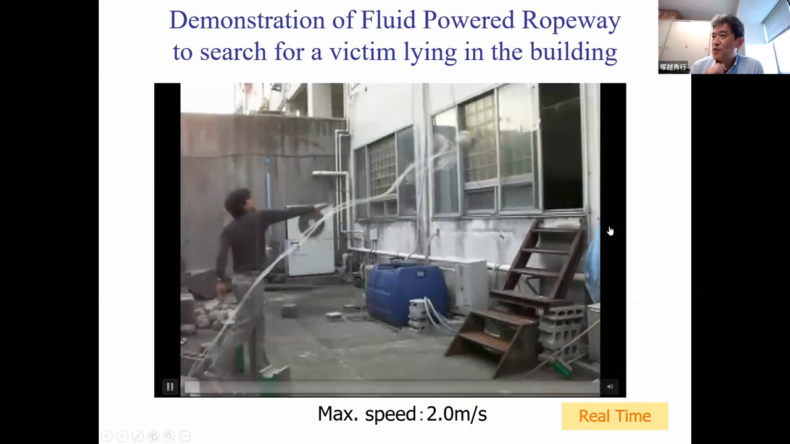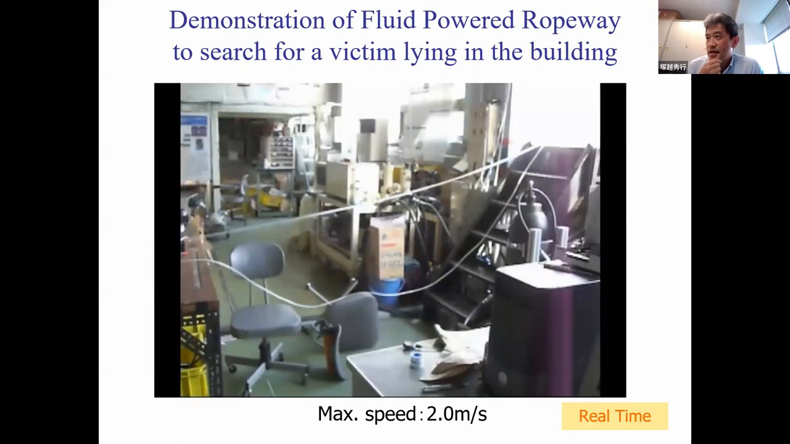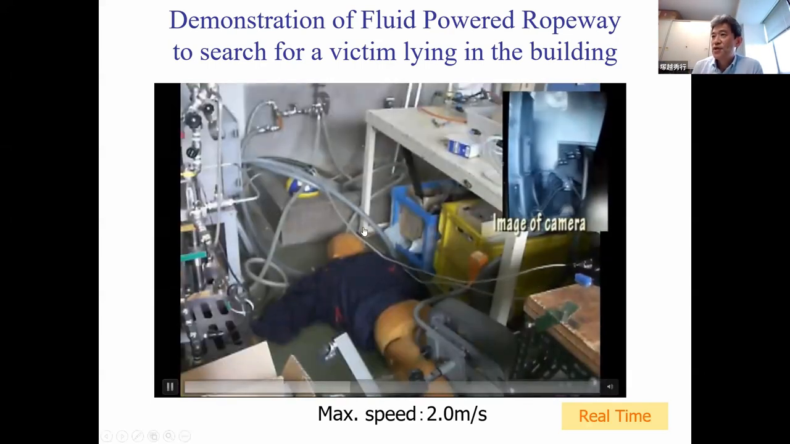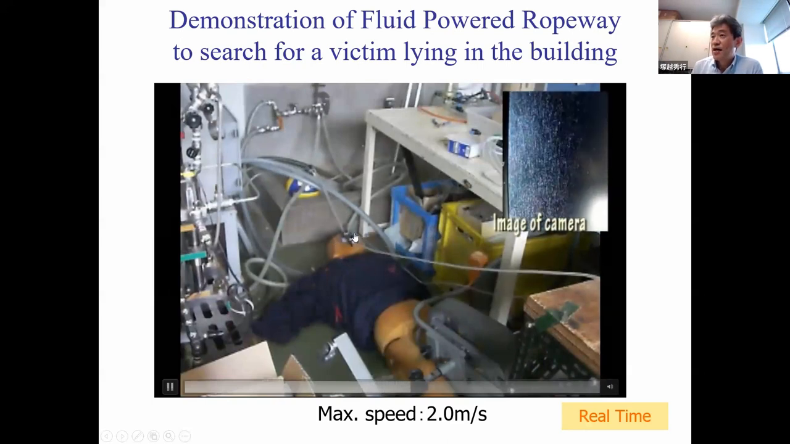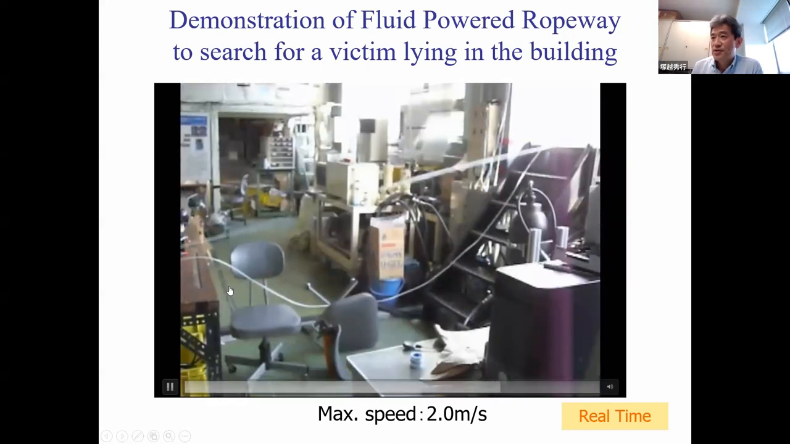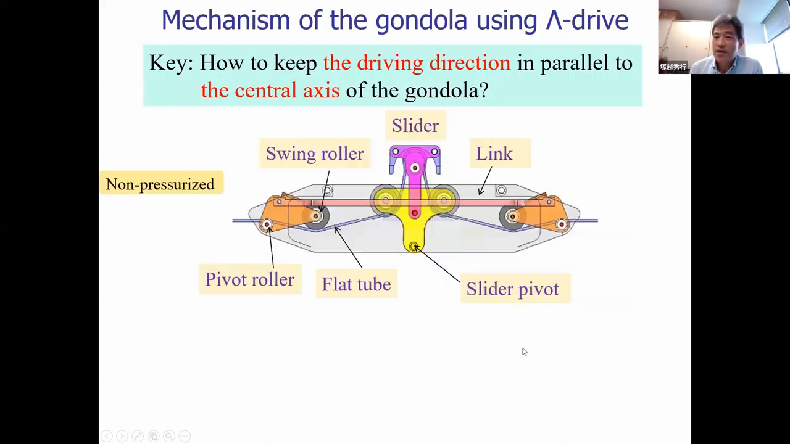This is the demonstration video using the fluid-powered ropeway, and this is a real-time video. Even in a messy condition, if the tube is extended appropriately, the gondola carrying the camera can move smoothly. Since the tube is set in a U-turn shape, if the other side of the tube is pressurized, the gondola can return, and then the tube is collected.